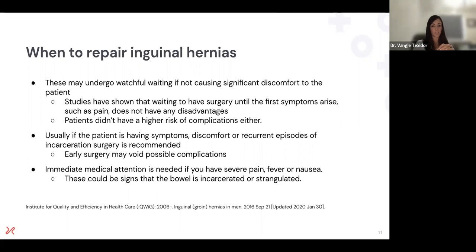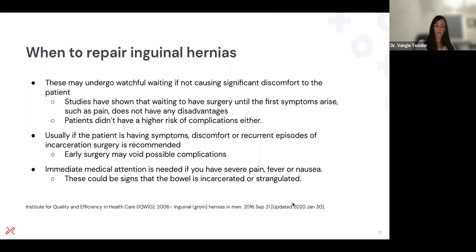Studies have shown that earlier surgery when first symptoms arrive, such as pain, does not have any disadvantage compared to waiting for the symptoms to arrive. So patients do as well, and they don't get more complications. So as soon as they have any discomfort, if they don't like it, if whatever bothers them, you can already have an indication. That would be an indication for surgery.